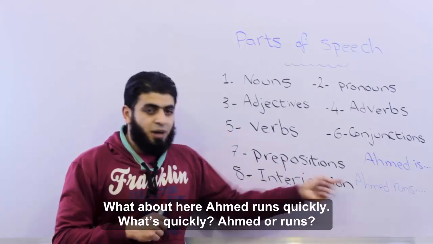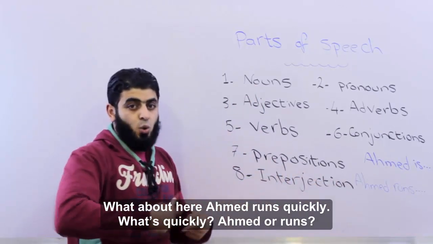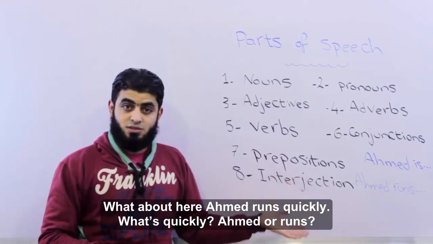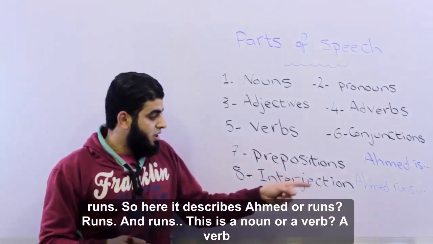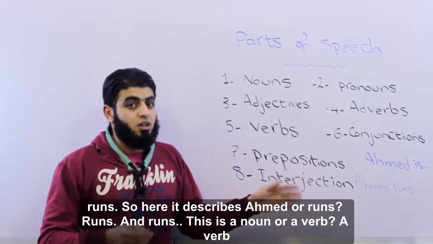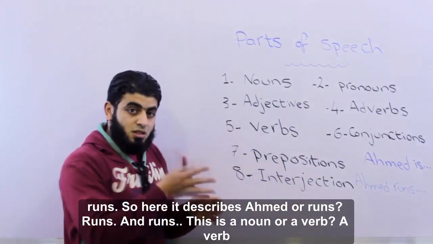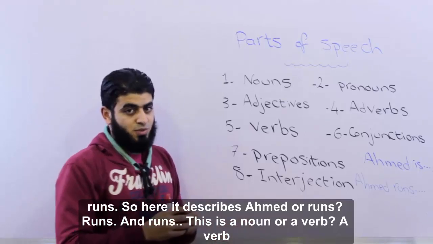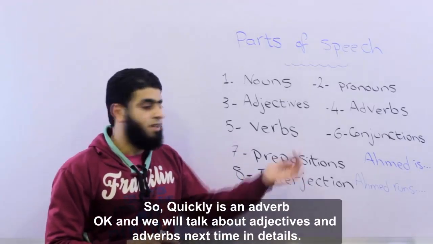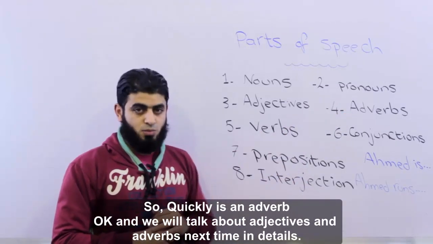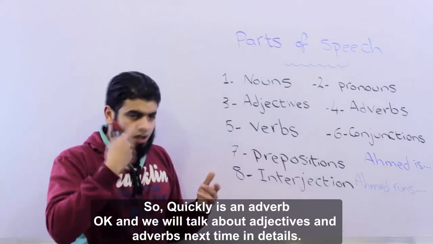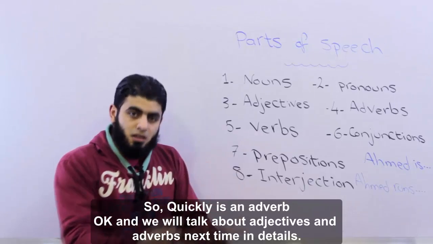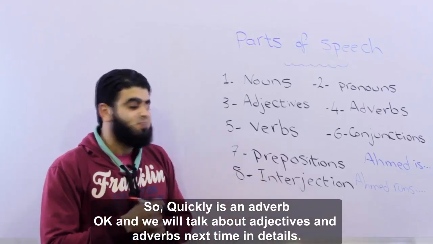What about here? Ahmed runs quickly. What's quickly? Ahmed or runs? Runs. So here it describes Ahmed or runs? Runs. And runs, this is a noun or a verb? A verb. So quickly is an adverb. Okay, and we will talk about adjectives and adverbs next time in details, inshallah.